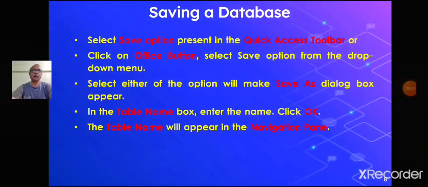Now children, we will see how to save a database. For this, select Save option from Quick Access toolbar or click on Office button. Select Save option from the drop-down menu. Selecting either of the options will make Save As dialog box appear. In the table name box, enter the name and click OK. The table name will appear in the navigation pane. Then your database is saved.